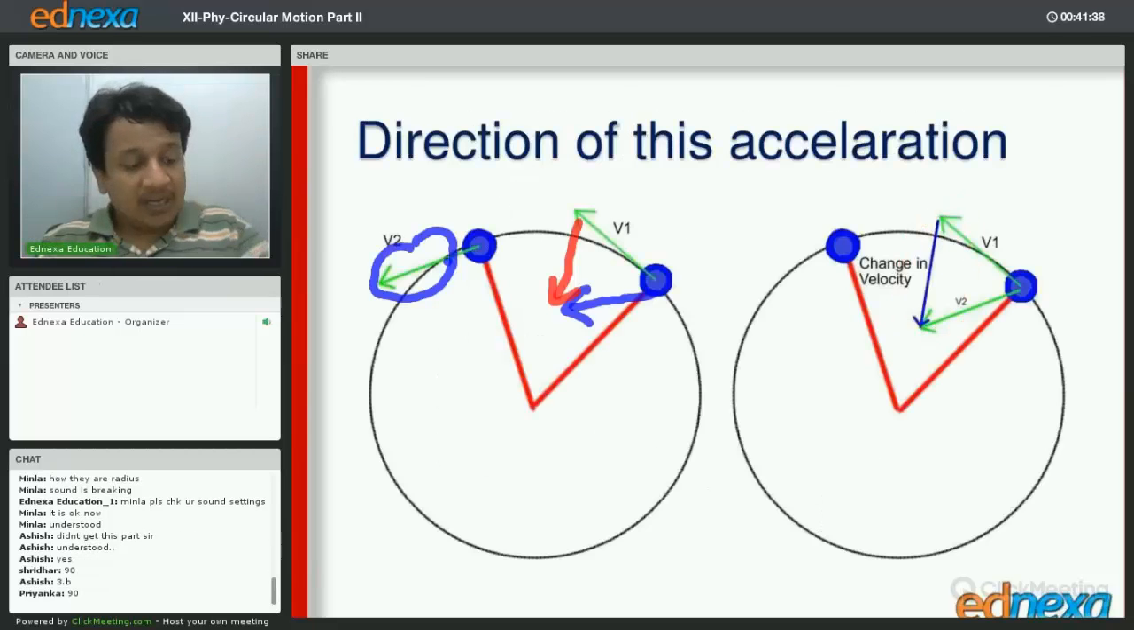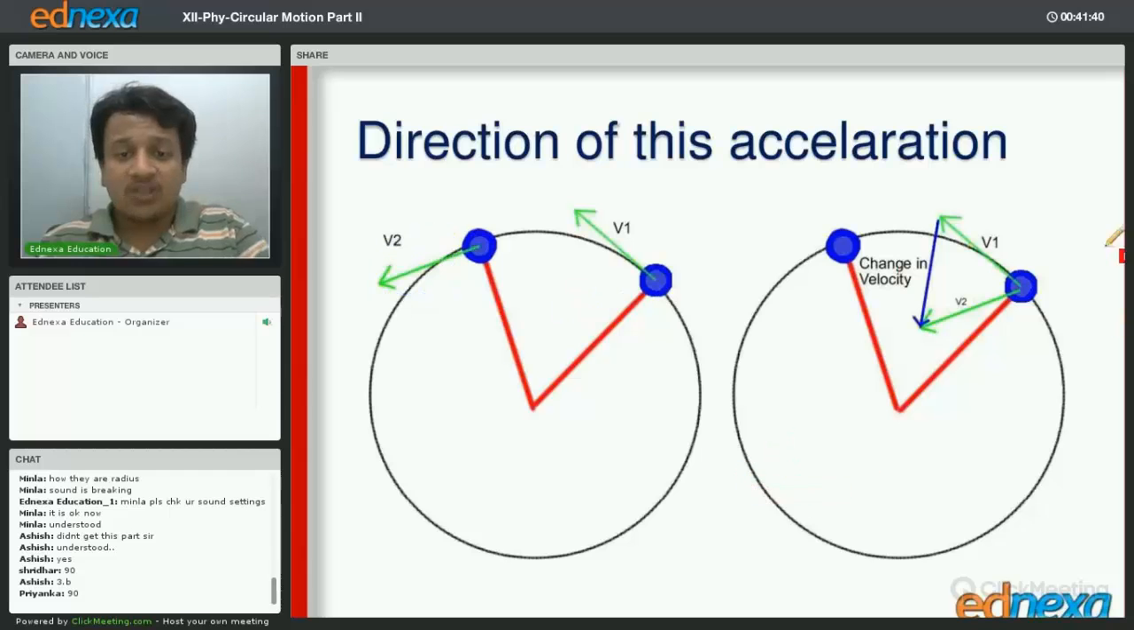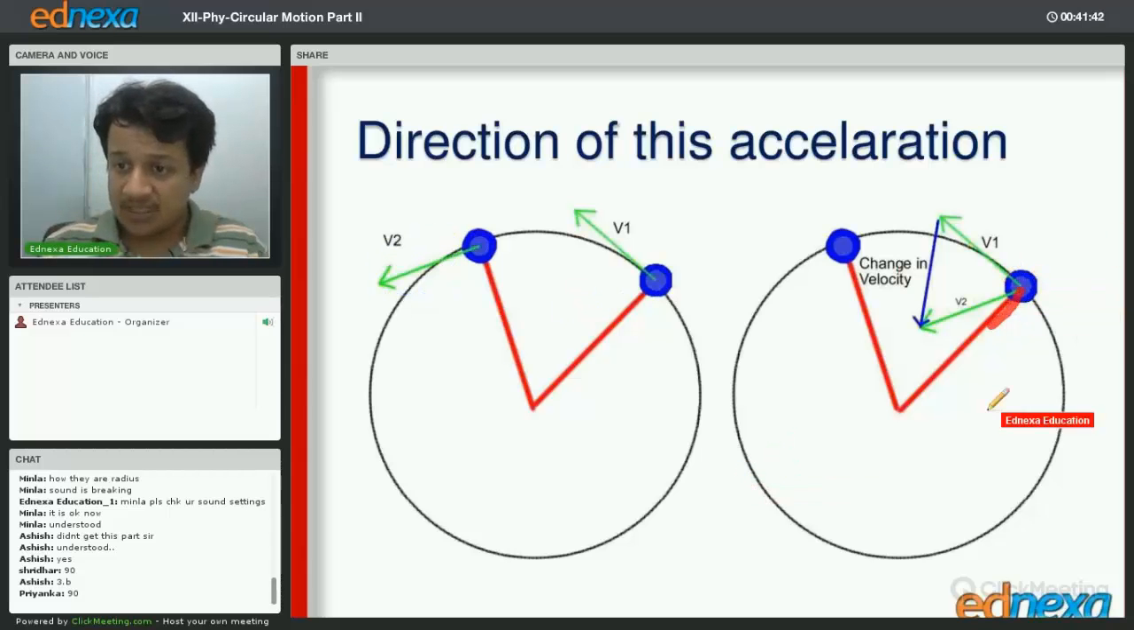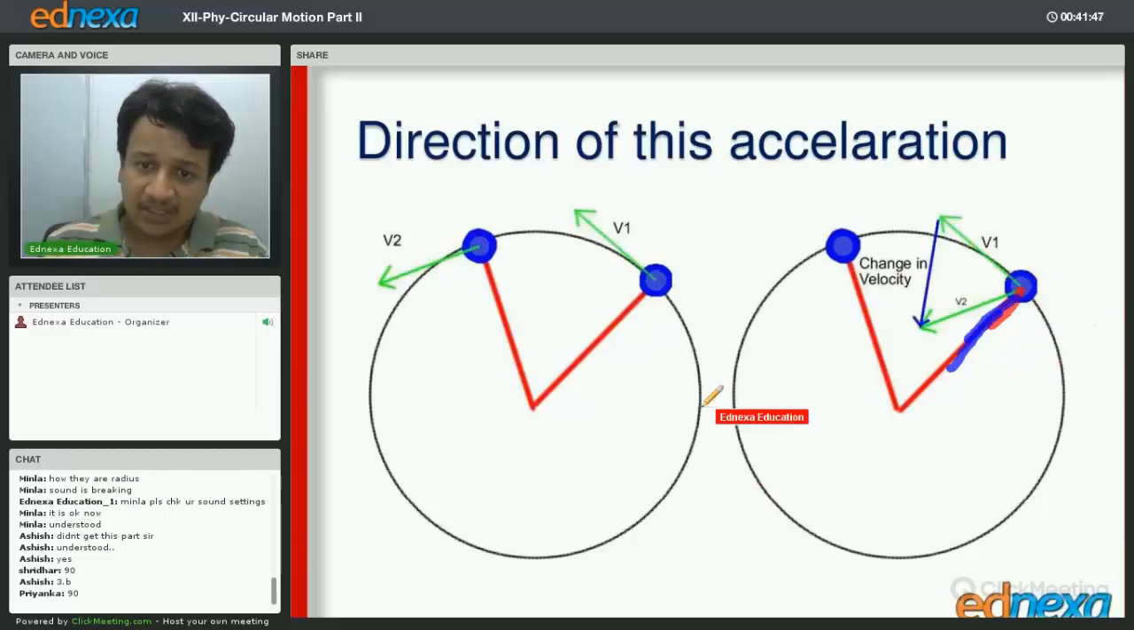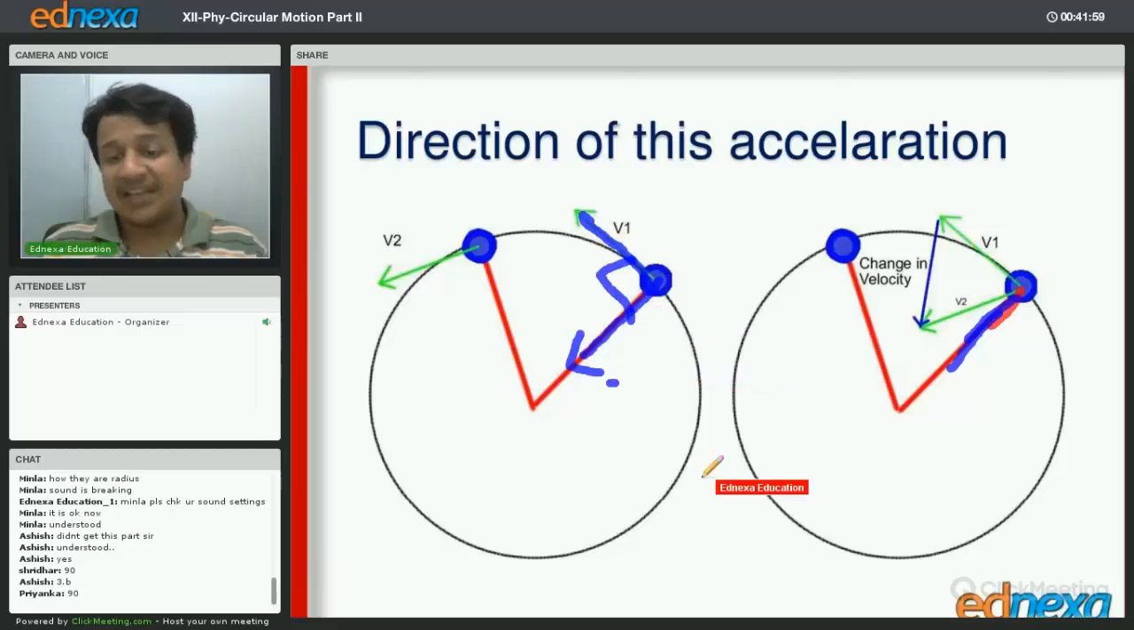Radial acceleration is always towards the center, meaning along the radius. Centripetal acceleration is along the radius. So this is the centripetal acceleration over here. So when this is the centripetal acceleration and this is the velocity vector, what is the angle between them? The angle between them is 90 degree.